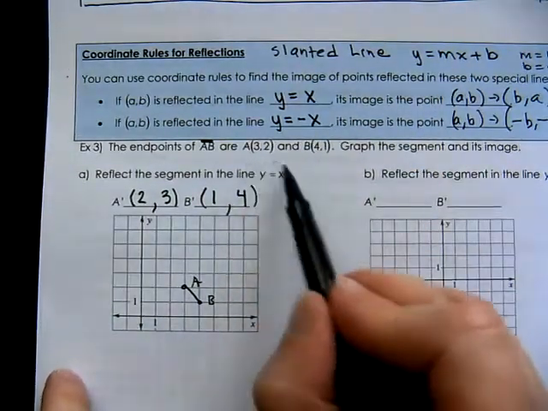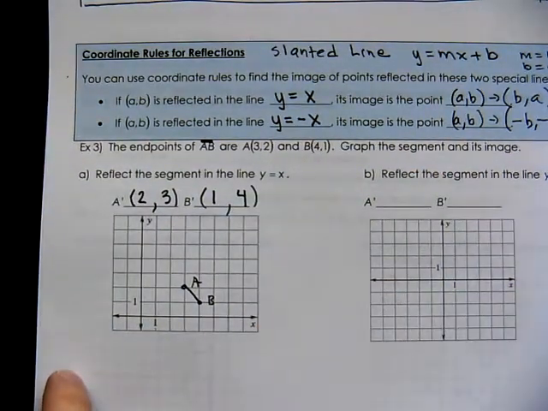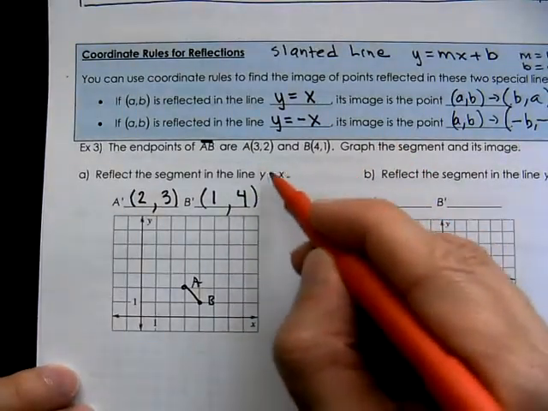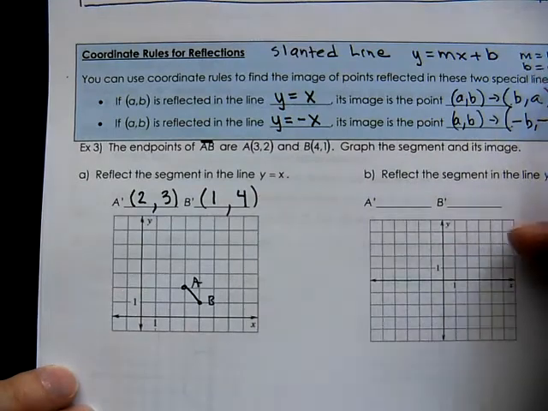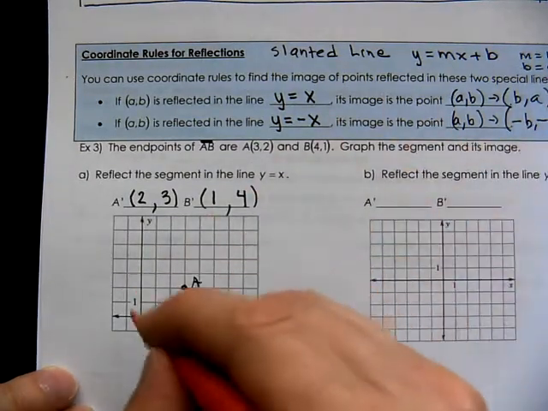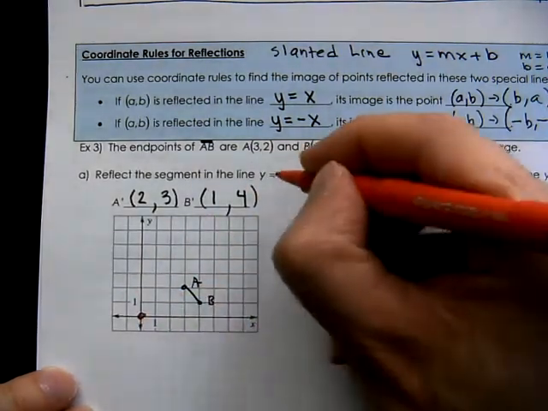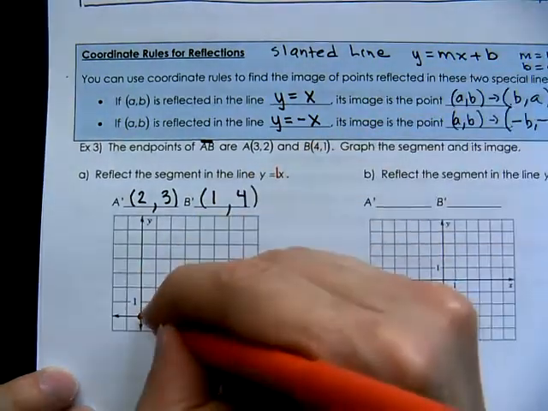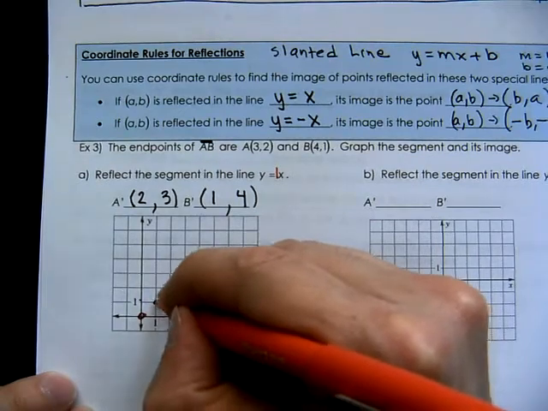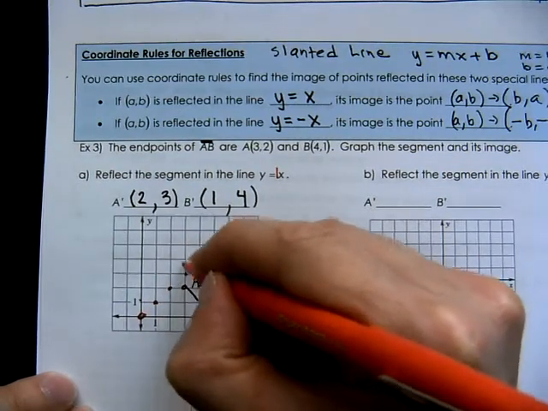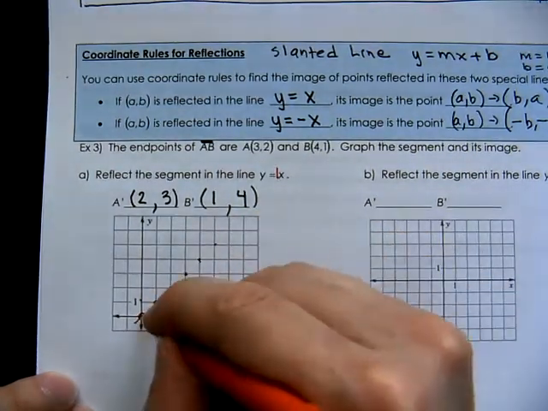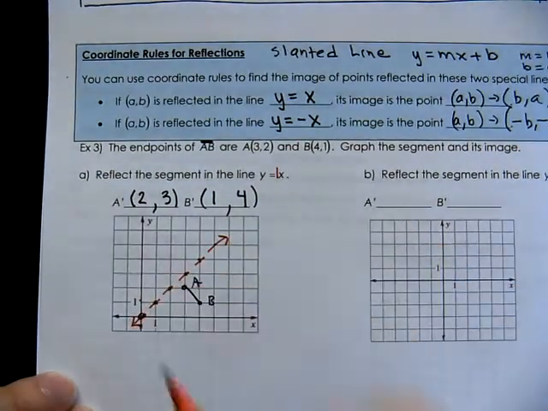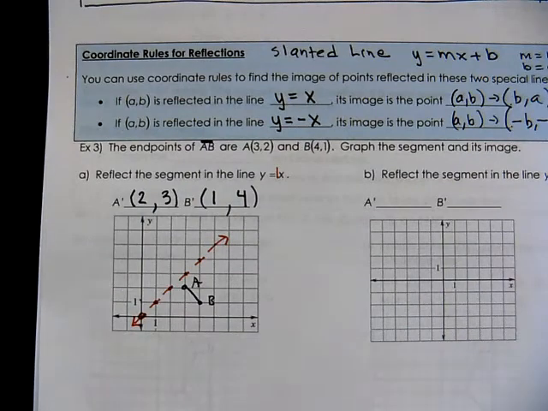Now I forgot to graph my line of reflection, so let me do that before we go on and plot the image. This is my slanted line. Remember, the y-intercept is 0. That means we're going through the origin. And my slope is 1. So think of it as y equals 1 times x. That means a slope of 1, up 1 and over 1, up 1 and to the right 1. And repeat that a few times. This is our line of reflection passing through the origin with a slope of 1.